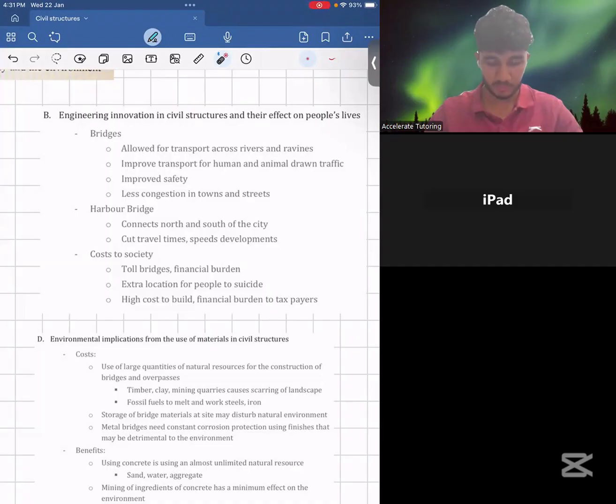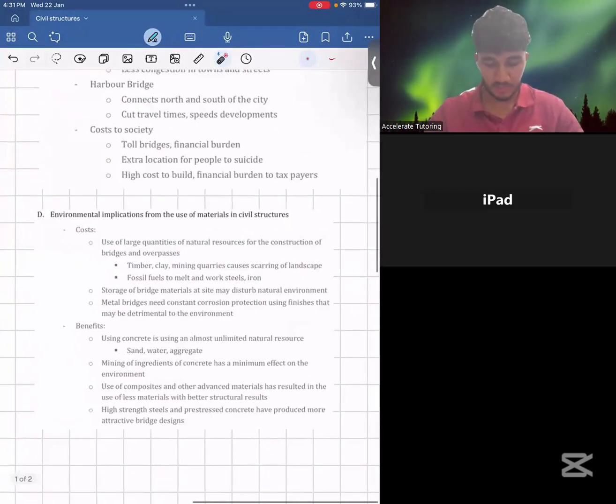So one good one could be improve transport for humans from one side to the other of the said bridge. And then a negative impact could be cost to society, high cost to build, financial burden to taxpayers. That will give you the 2 marks, and you can write in dot points as well, because engineering studies markers are not too keen to see full sentences. You just want to see the correct answer in simple dot points.